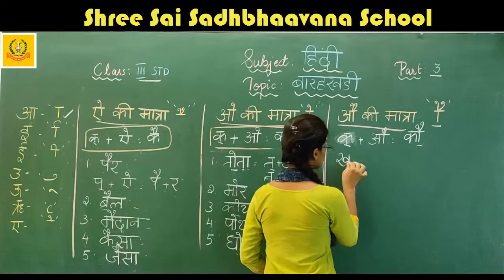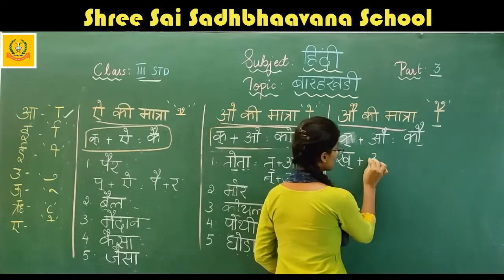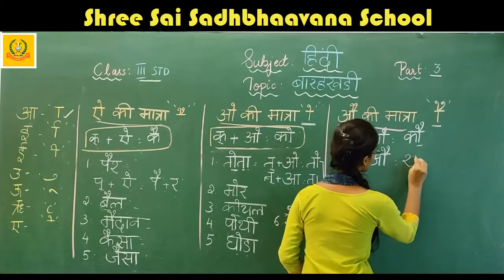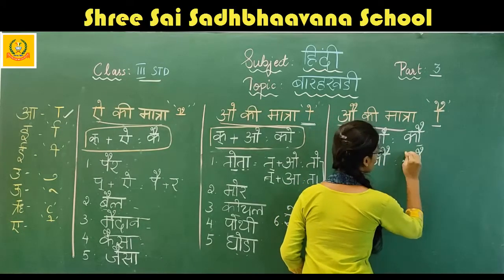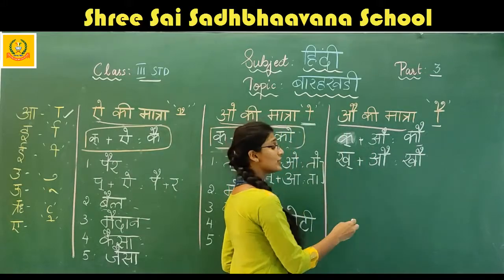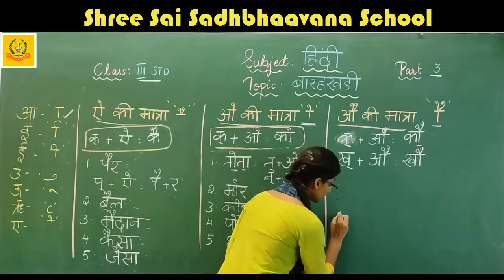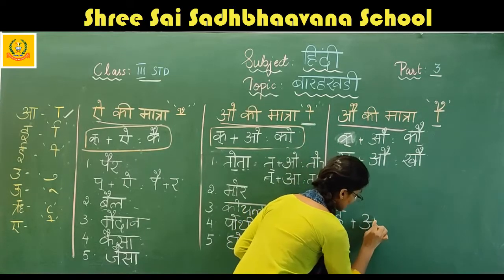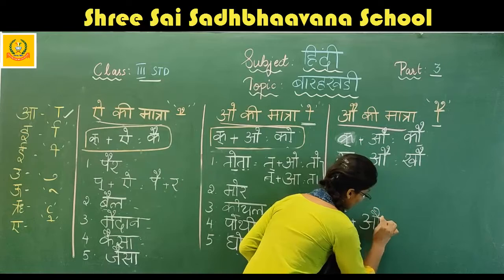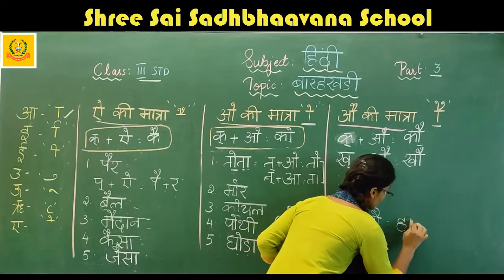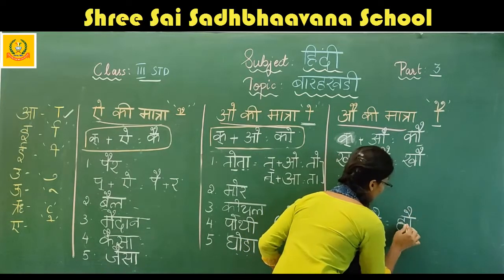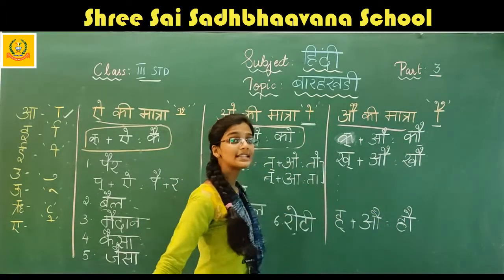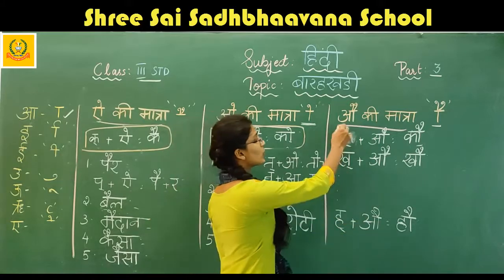Next, ka plus au gives you cow. Like this, for every letter we can write till ha. Ha plus au is equal to how. Ha plus au is equal to how. Children, you have to fill all these letters. So this is au ki matra.